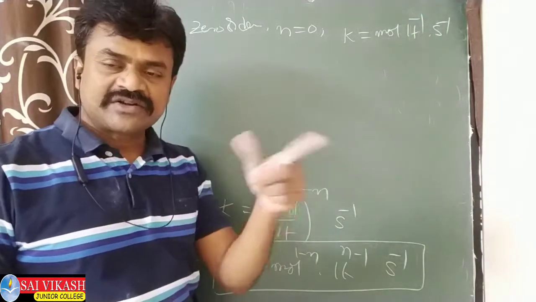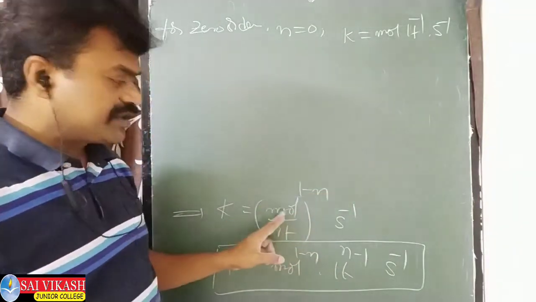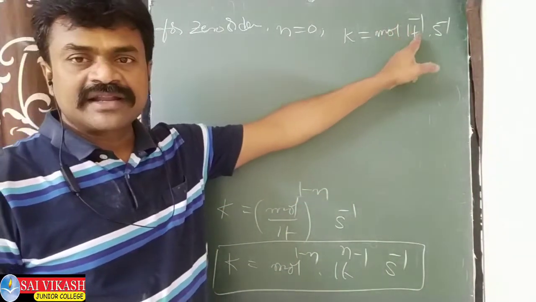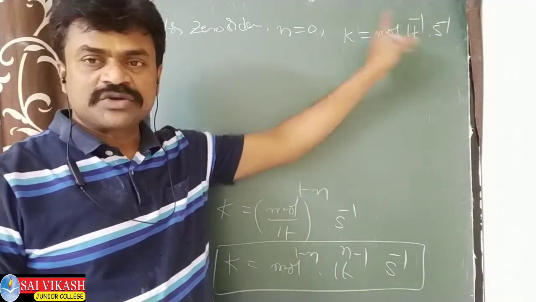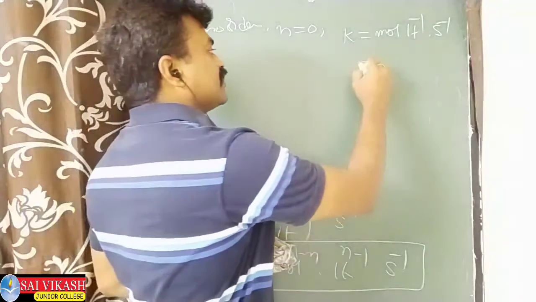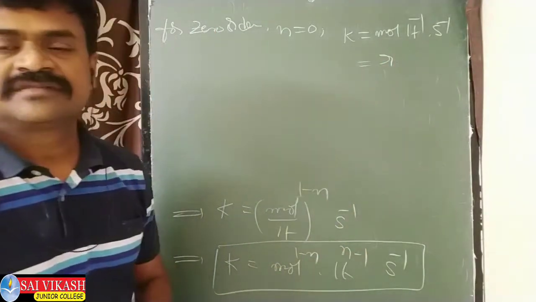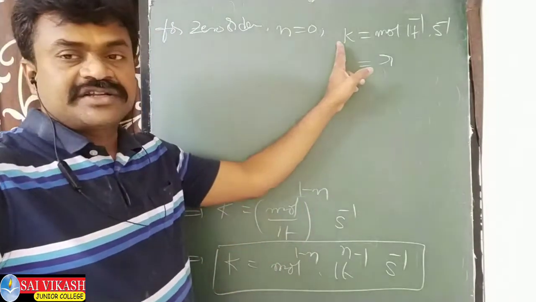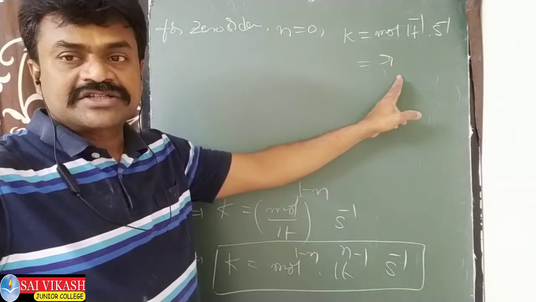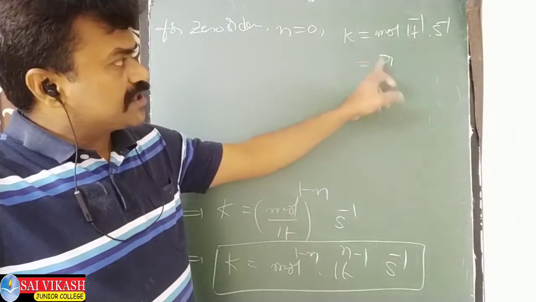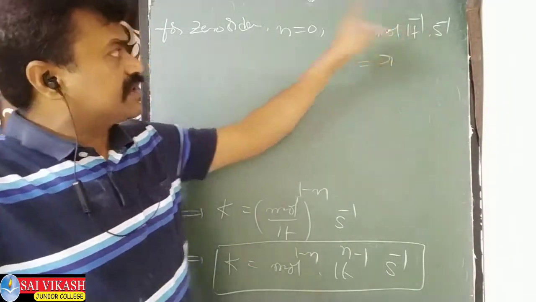It is the unit of rate of reaction. You see the rate of reaction R: the R unit is mole per liter per second. Yes, we got it. It is the unit of K for zero order, and it is also the unit of the rate of the reaction. They will ask this question: for which order are the rate constant units and rate of reaction units the same? For zero order. So K and R units are mole per liter per second for zero order.